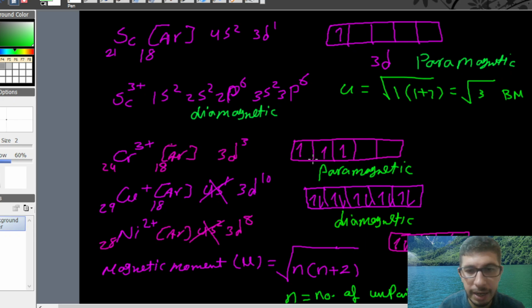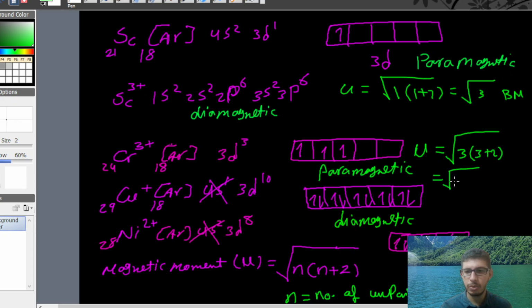So let's check another example. We have chromium 3 positive. What is the mu here? So mu here is equal to the square root of n times n plus 2. How many unpaired electrons here? We have 3. 3 times 3 plus 2, which is 5. 3 times 5, which is equal to the square root of 15 Bohr magneton.